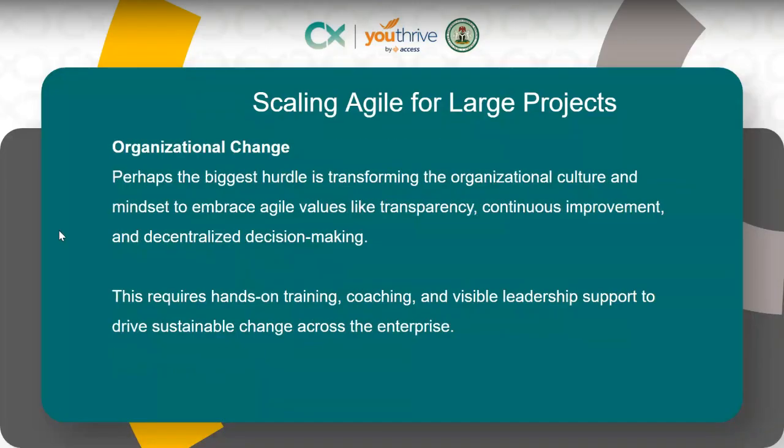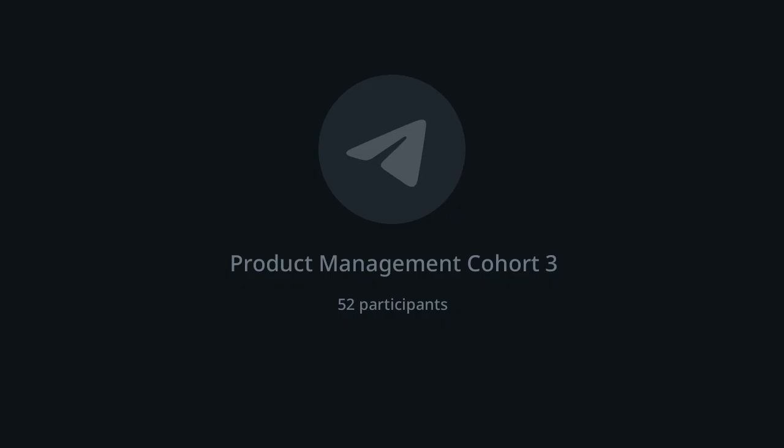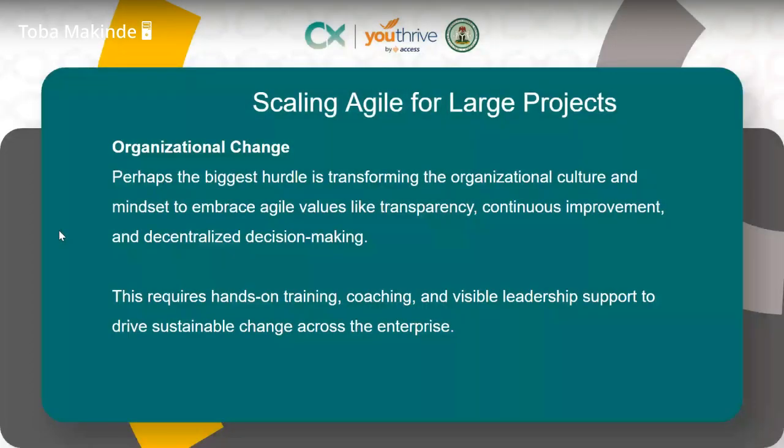So in scaling agile, we look at organizational changes. Perhaps the biggest hurdle is transforming the organizational culture and mindset to embrace agile values. One of the challenges people face in agile is changing the mindset of people who are used to waterfall. You want to start instilling the values of agile into your team, which are transparency, continuous improvement, decentralized decision making, and things like that.